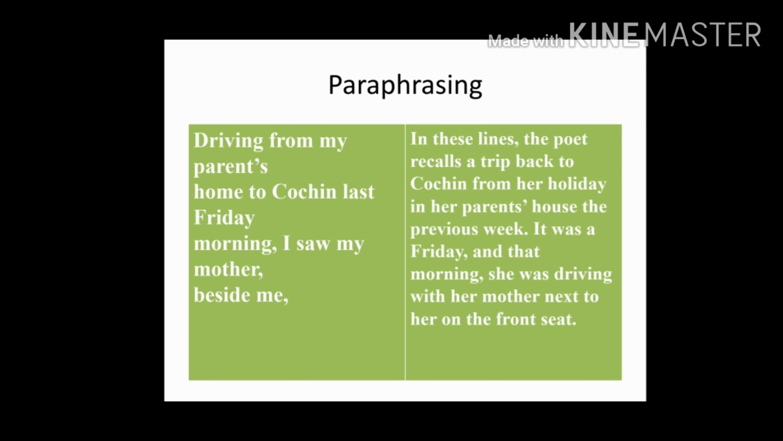Now let us see the exact paraphrasing of the poem line by line. Driving from my parents' home to Cochin last Friday morning, I saw my mother beside me. In these lines, the poet recalls a trip back to Cochin from her holiday in her parents' house the previous week. It was a Friday, and that morning she was driving with her mother next to her on the front seat.